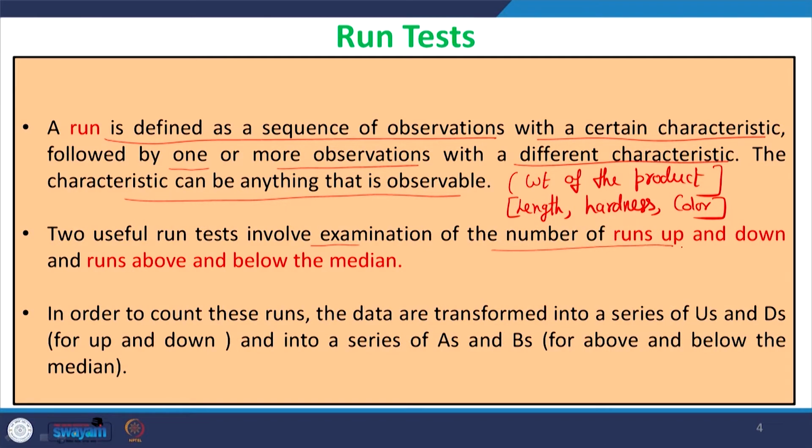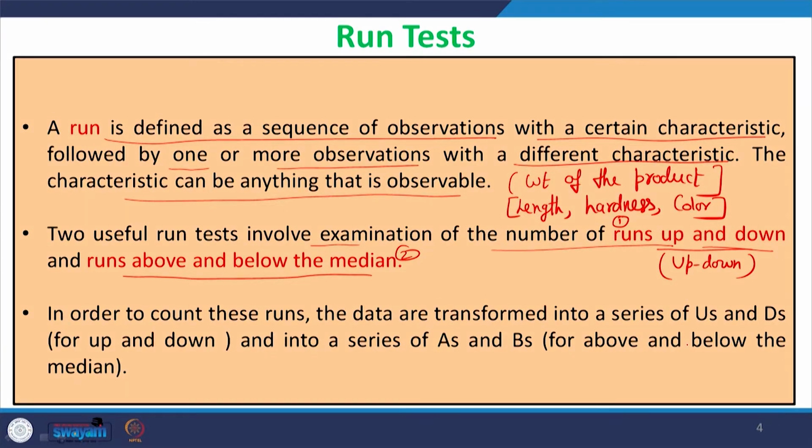Now, two useful run tests involve examination of the number of runs up and down. So, that is the up-down test, and then there are runs above and below the median. So, two types of systems are there, one is up and down, the second is median. Now, in order to count these runs, the data are transformed into a series of U's and D's for the up and down, as we have already seen, and into a series of A's and B's for above and below the median. How we are going to arrange that, we will see with the help of some numerical data.